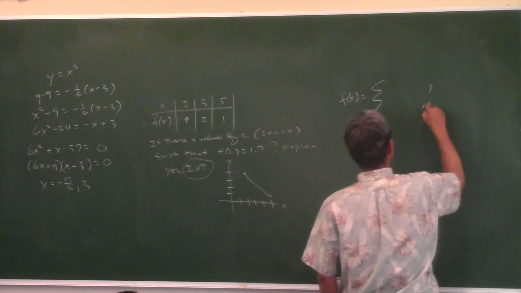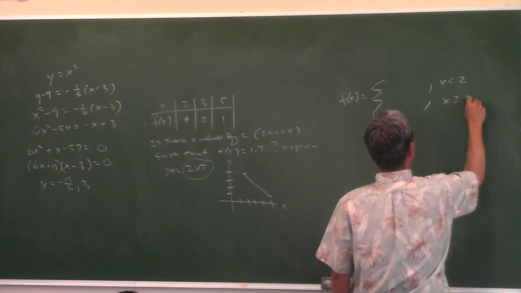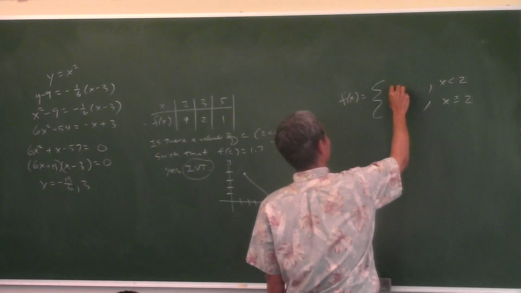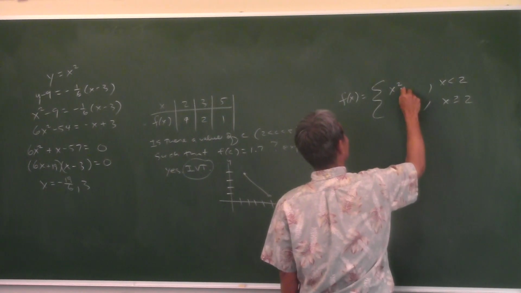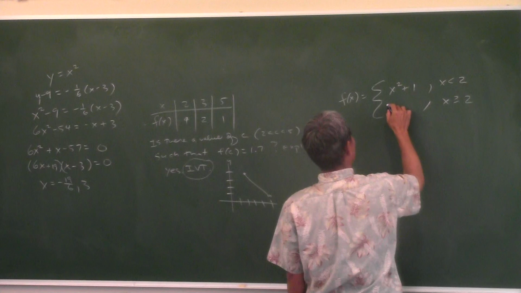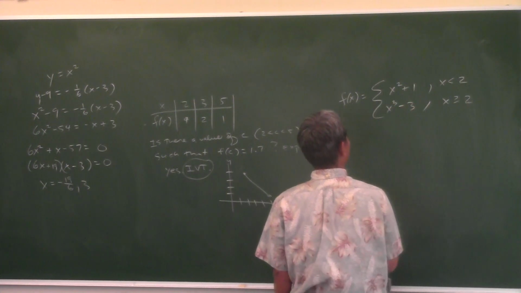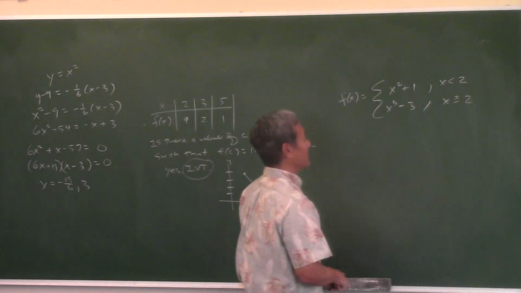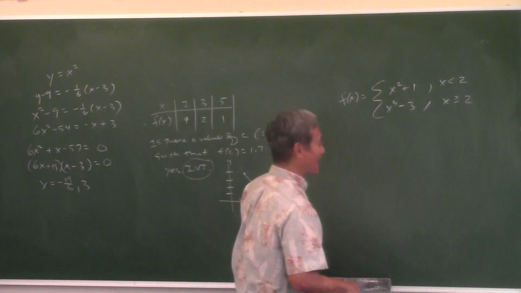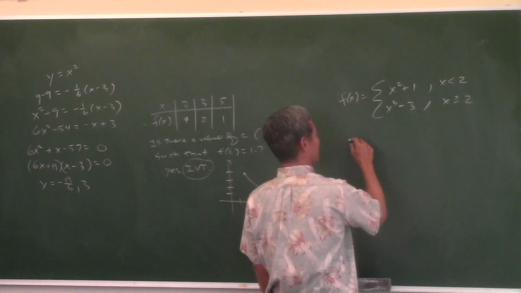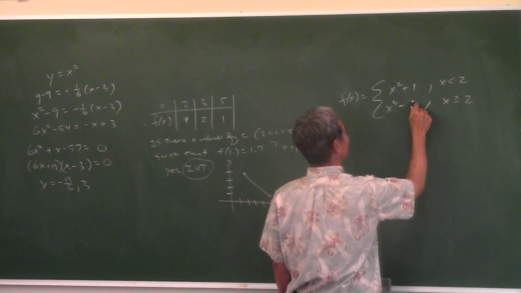Okay, then you're going to get a piecewise function. Give me a number. Okay, x is less than 2, x is greater than or equal to 2. Give me a function. x squared plus 1. And then this one's going to be x cubed minus 3. Is this function continuous at x equals 2? No, I'm going to change this. Give me another number besides 3. Any number except 3. 4.